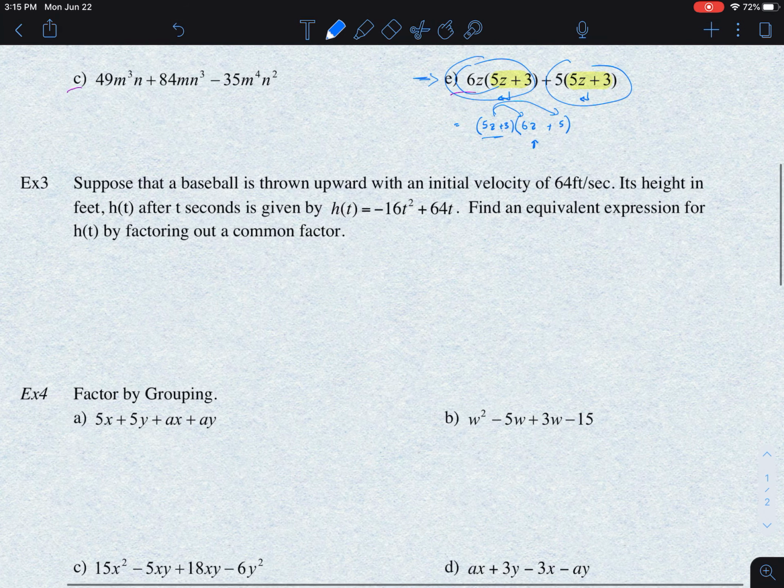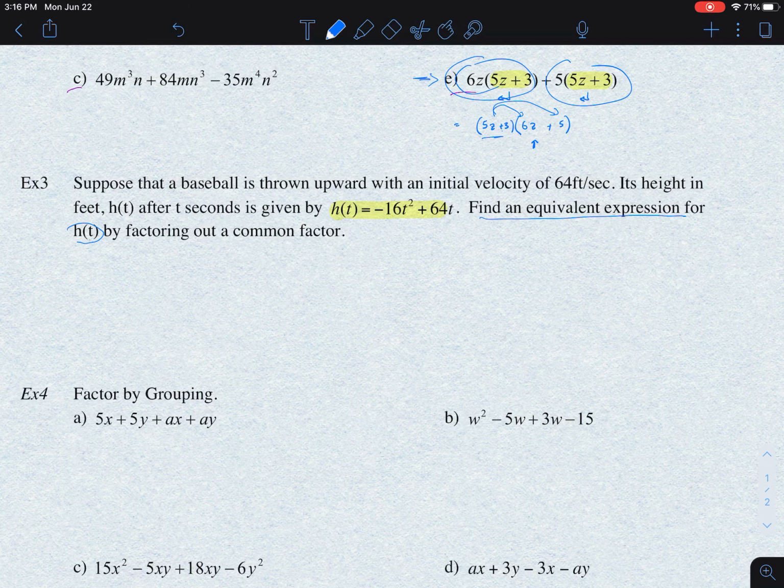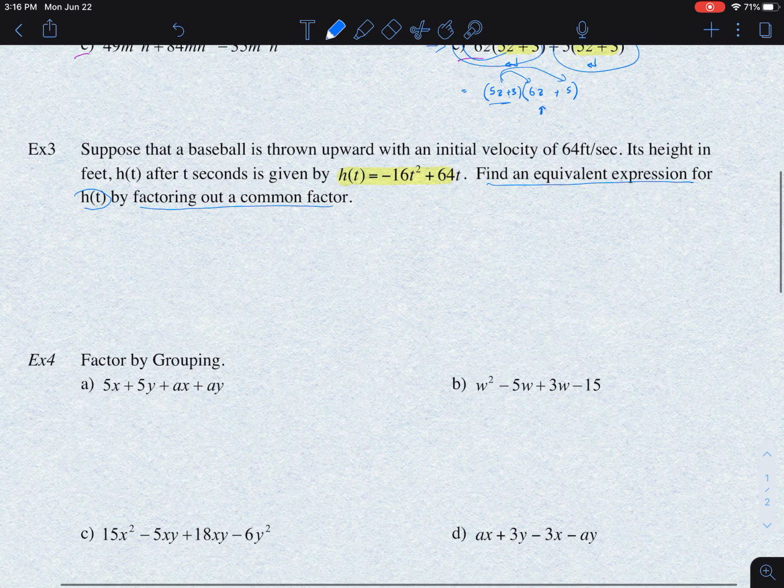This example 3 here, we're going to see this later on, so I figure we include it in this lesson. It says suppose we have a baseball thrown upward with an initial velocity of 64 feet per second. Its height is measured in feet, described by the function h of t equals negative 16t squared plus 64t. The question asks for an equivalent expression for h of t by factoring out the common factor.